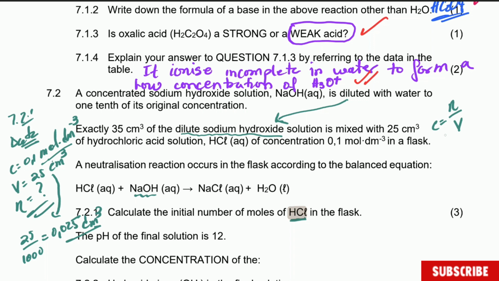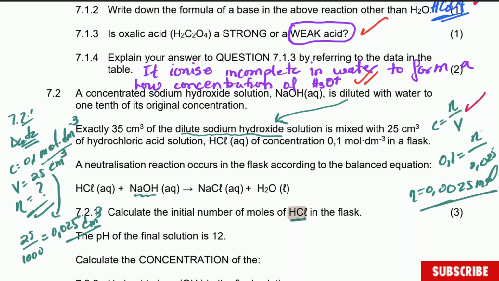All right, now if we substitute, all we have to do is substitute. 0,1 is equal to the number of mole divided by the volume, which is 0,025, and then the number of mole will be equal to, let's move it here a little bit to the side. Number of mole is 0,0025 mole. That is the answer.